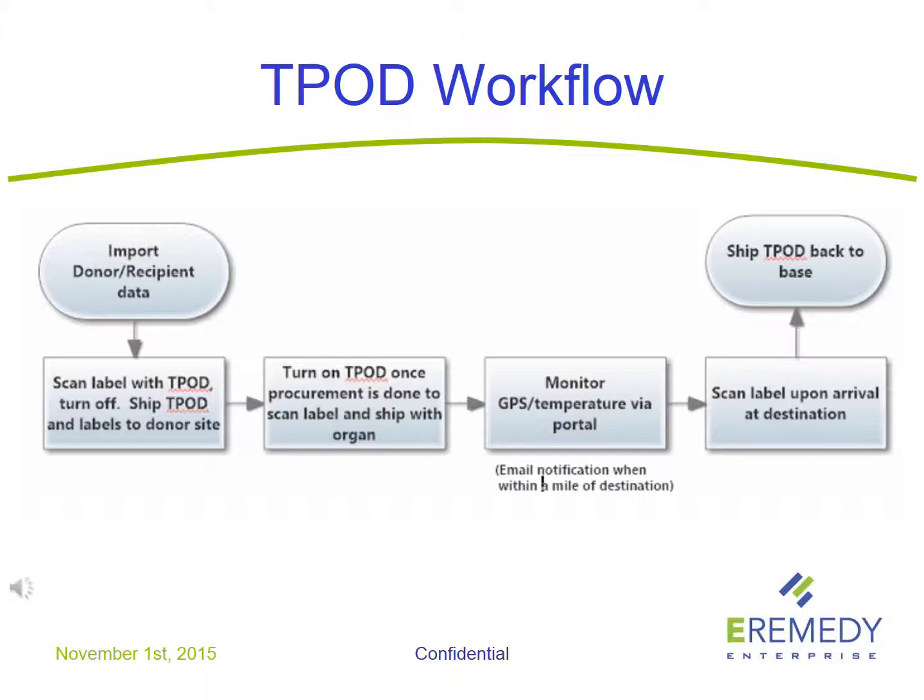Create a case by importing donor and recipient data. Use the TPOD to read new label or transplant label. Have TPOD travel to procurement site, then travel back in the organ box, which would give you GPS and cold time. Rescan the barcode, eRemedy or Transnet, on the organ box and scan the patient's wristband. That's it, you're done. Now let's look at the details of how to do that.